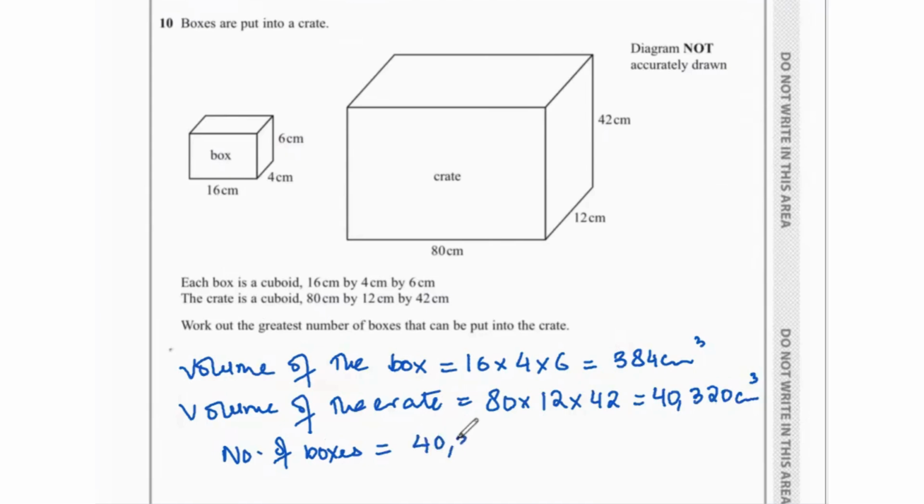So 40,320 divided by 384. The reason why we're dividing the volume of the crate by the volume of the box is because the box is going to be put inside the crate, not the other way around. So we need to see how many boxes will fit into this. So that's going to give us a value of 105. So 105 boxes can be put into the crate. That's the biggest number.